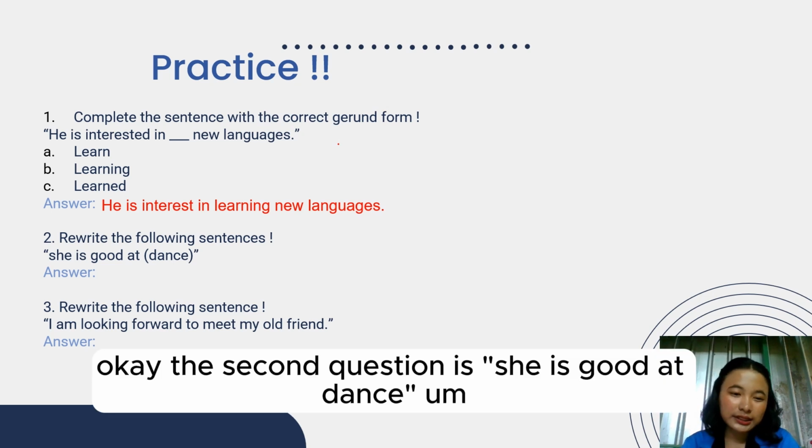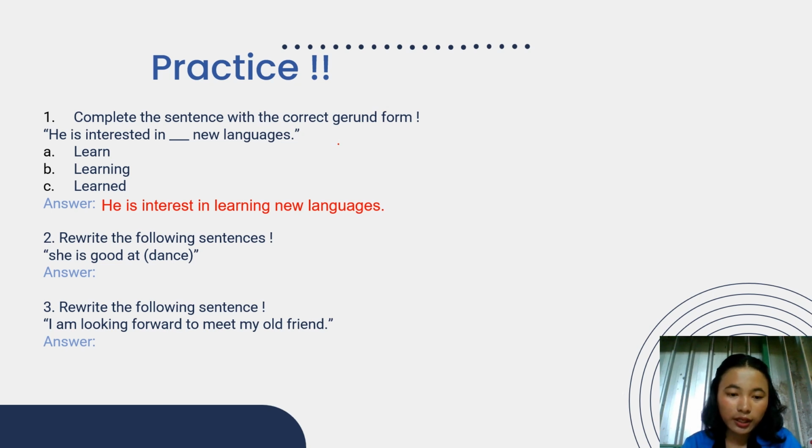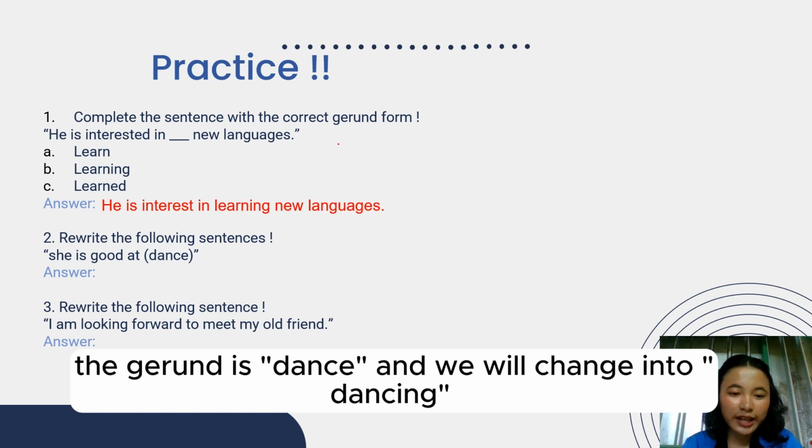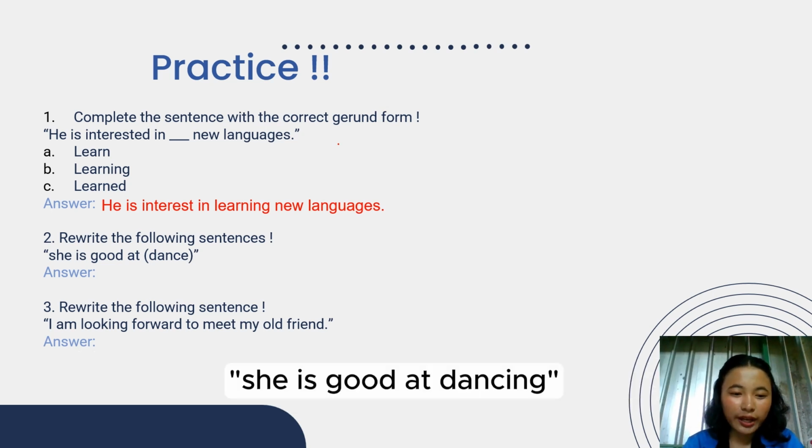Okay, the second question is "She is good at dance." Here a gerund is used as a complement. So the gerund is dance, and we will change it into dancing. Verb plus ing, so dance into dancing. "She is good at dancing."